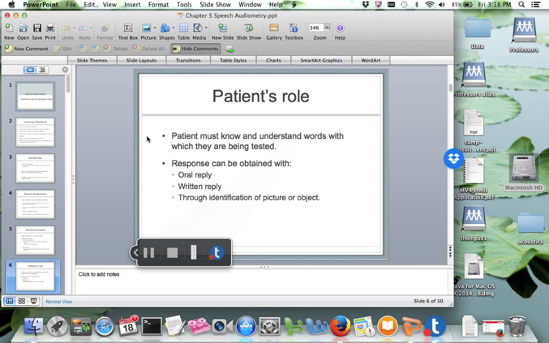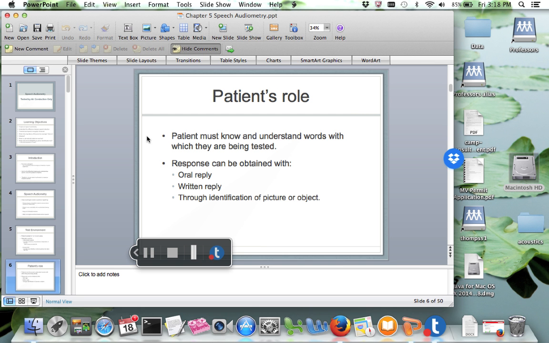Patient responses can be obtained orally, written, or through the identification of pictures and objects. For example, I could say to my patient, say the word yes, and the patient is required to respond yes. Or I could write the word yes, and the patient writes down the word yes.